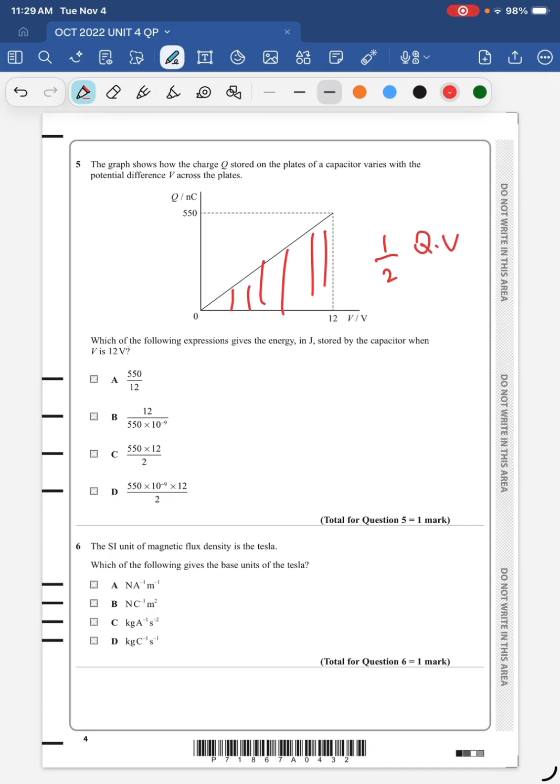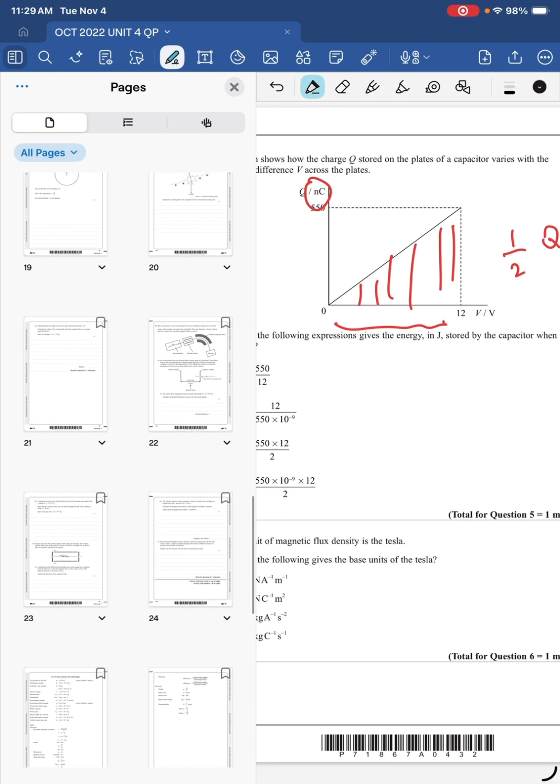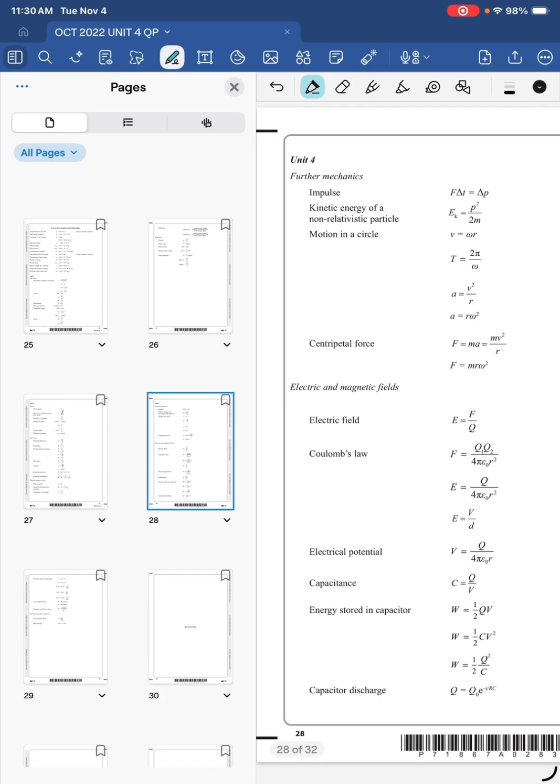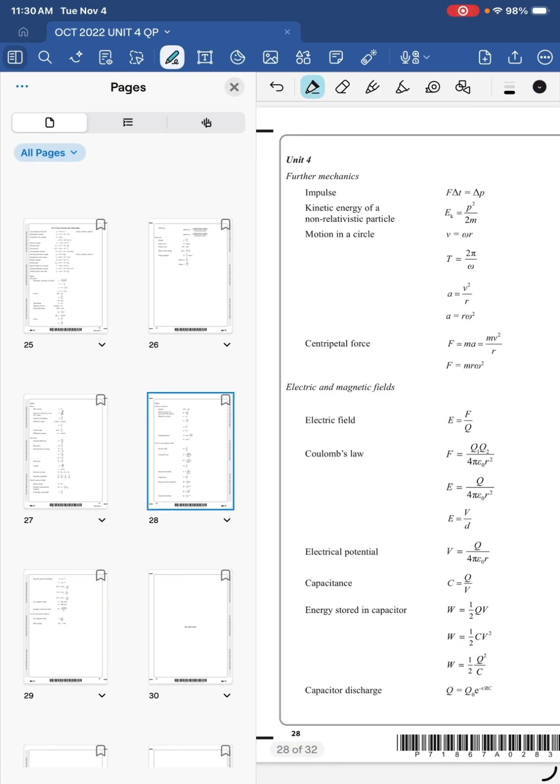So Q times V. We have to read the options, and this is in nanocoulombs. So 550 times 10 to the negative 9 times 12, which is the voltage. So option D is the right answer. I hope this makes sense. Also, if you go to the back of your paper, they probably list these formulas. Let me check. Unit 4. Yeah, energy stored in a capacitor. There it is. So let's go back.